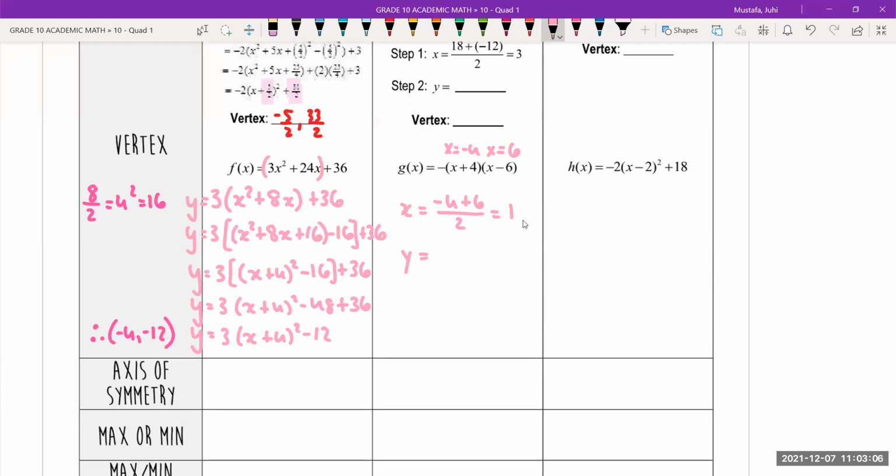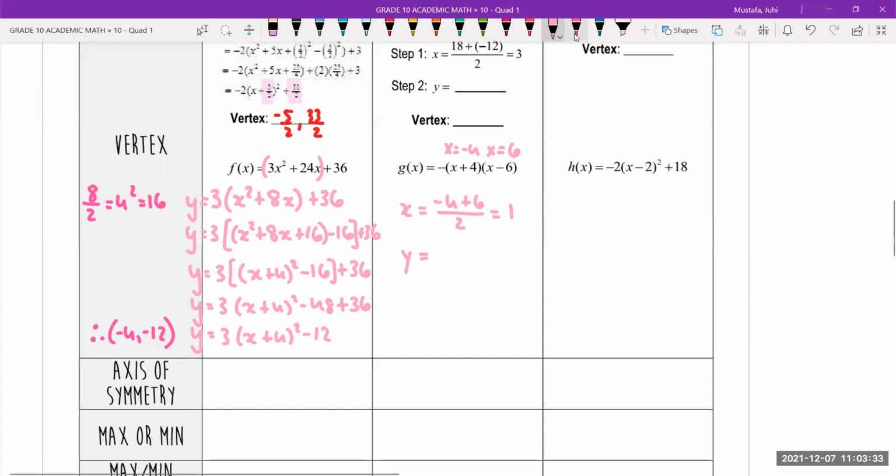To find the y value, we're going to take this number and put it back into the original equation. When would we need to complete the square? If I give you something in standard form and I ask you to give me the vertex, you could change it to factored form or you can change it to vertex form. What if I just said change the standard form to vertex form? Then you complete the square.